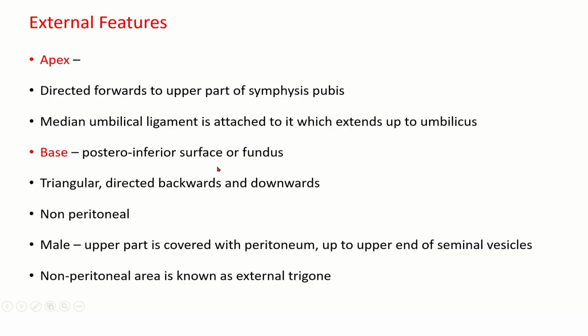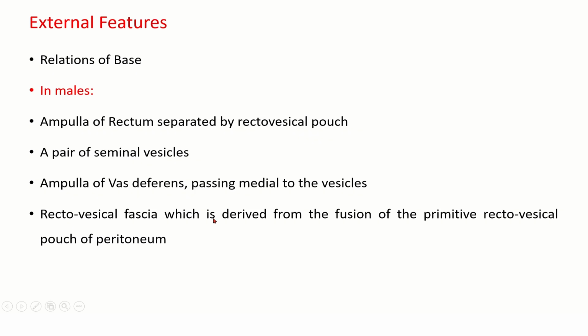Base, otherwise called posterior inferior surface or fundus, is triangular, directed backwards and downwards. It is non-peritoneal. In male, upper part is covered with peritoneum up to upper end of seminal vesicles. Non-peritoneal area is known as external trigone. So non-peritoneal area of base is known as external trigone.